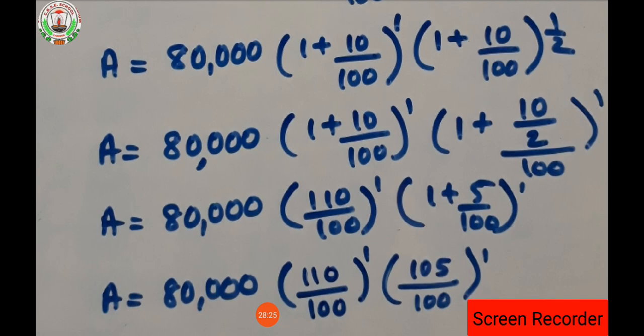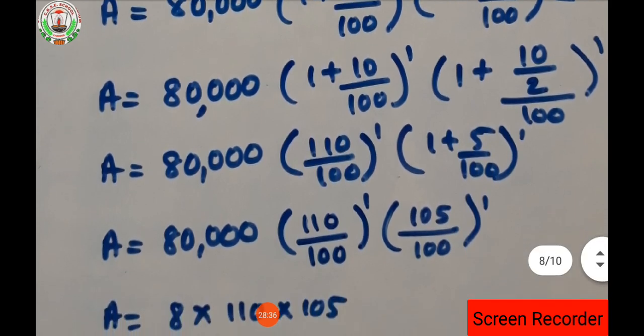Okay, the whole year, complete year will be written in one form, and whatever the year is in the form of fraction, that will be written in the other form. So after solving this, what we are getting, that is 80,000 into 110 upon 100 whole to the power 1, that means only one time we have to write that fraction, into 105 upon 100 whole to the power 1.